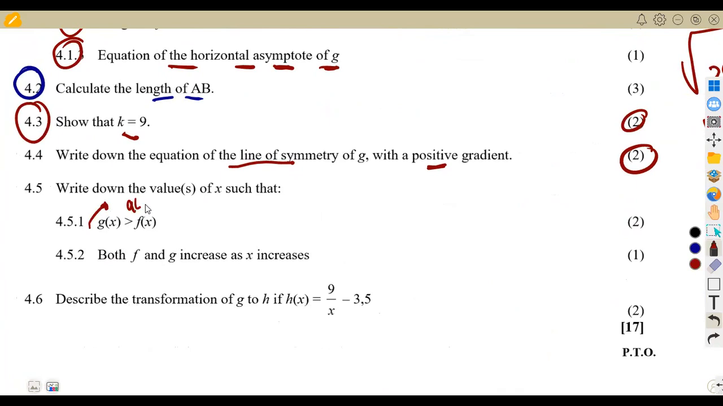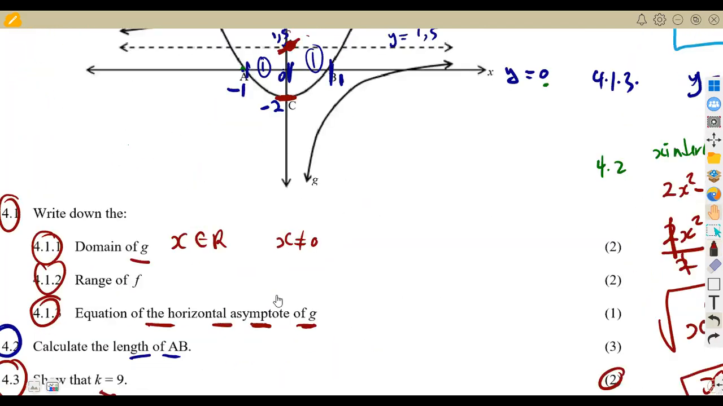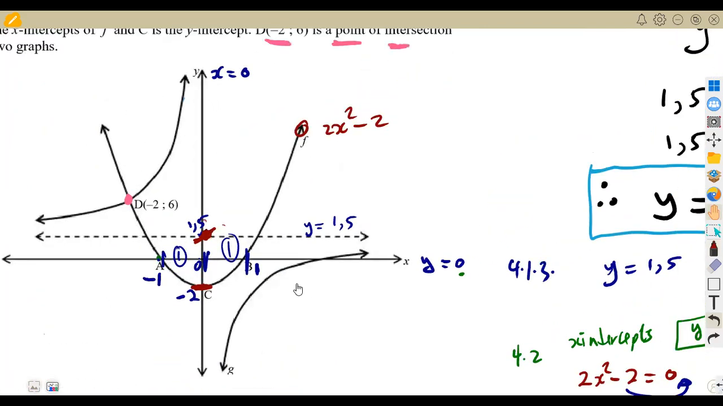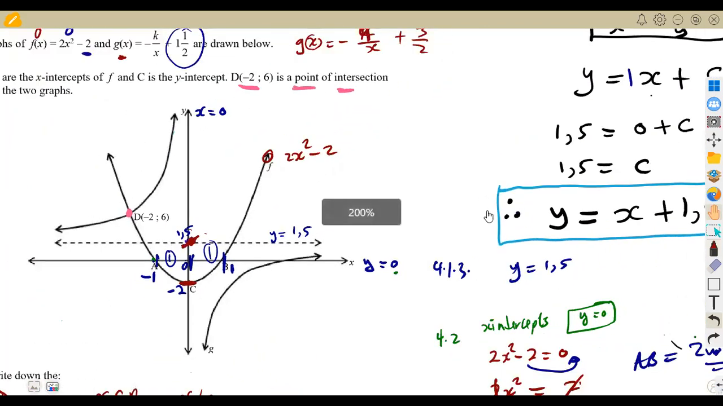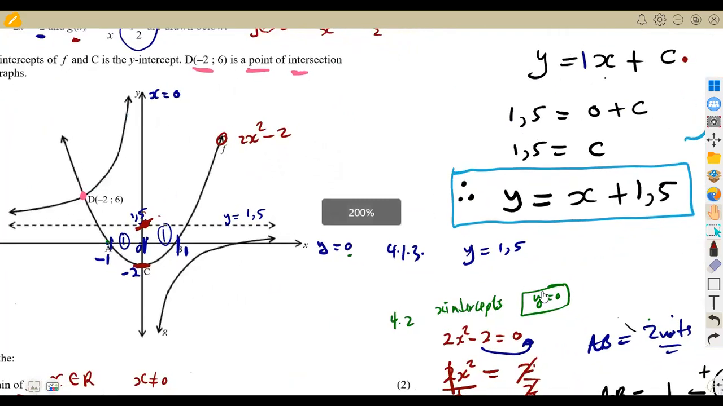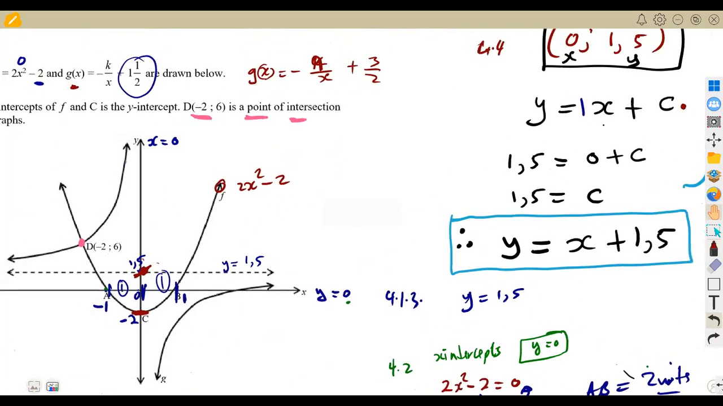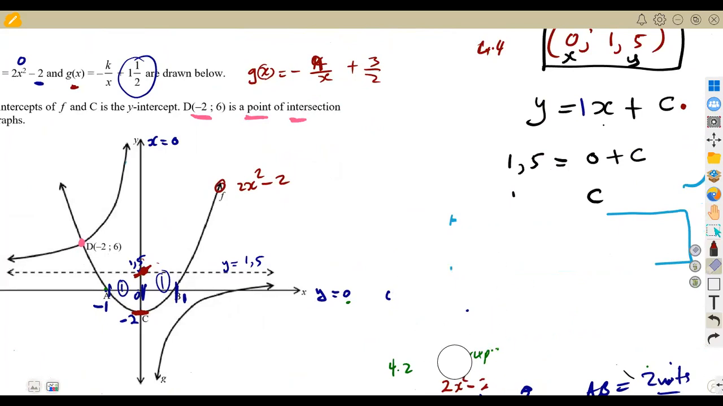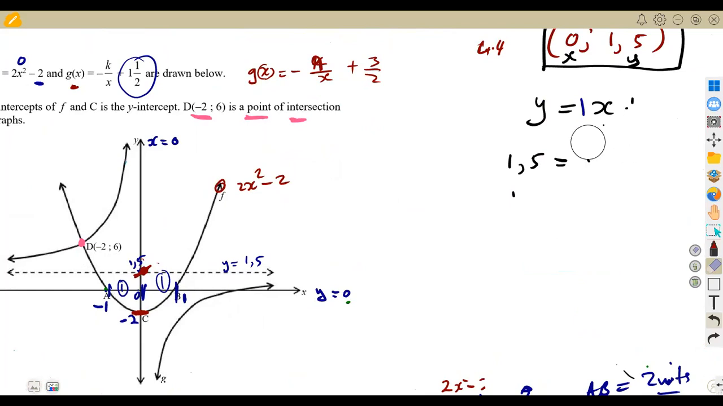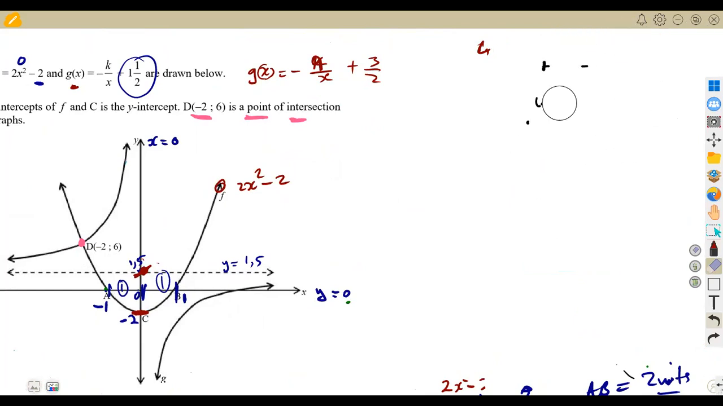This g of x is supposed to be on top, above, of f of x, to be greater than. We must find g of x on top. So where do we have on our graph here a condition where g of x is on top of our f of x? Let us just be clear here and be together as we move on.